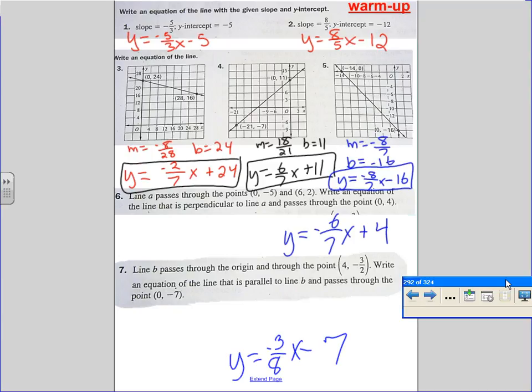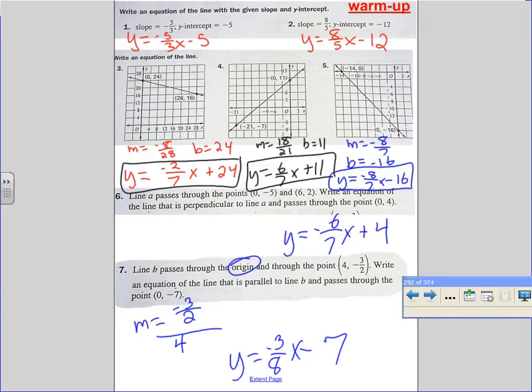Steve? Number 7? Okay. Number 7, let me start this off, and maybe some of you didn't realize this. They gave you 2 ordered pairs on number 7. They gave you the origin, which is 0, 0, and they gave you 4, negative 3 over 2. So you need to use 0, 0, and 4, negative 3 over 2 to find slope. So negative 3 over 2 minus 0 is just negative 3 over 2. That's your y2 minus y1, and then 4 minus 0 is just 4.